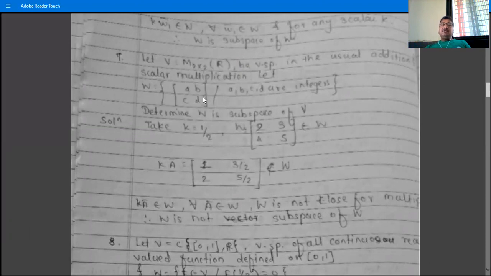Addition of two elements of W is again an element of W, because addition of an integer to an integer is an integer. That's why the first condition is true for W.